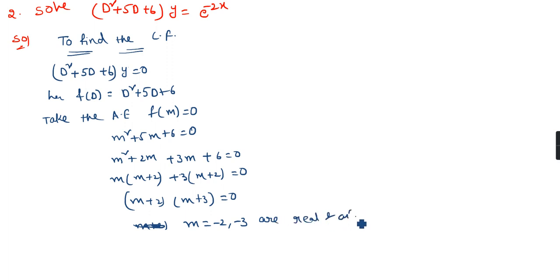They are real and different, right? So how to write the complementary function: yc equals c1 e power minus 2x plus c2 e power minus 3x. Now what we have to calculate is the particular integral.